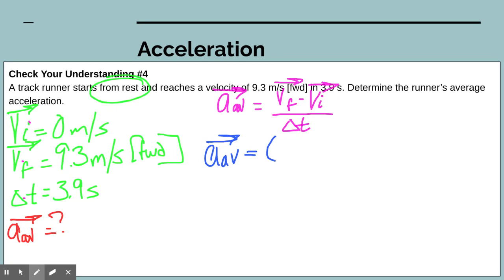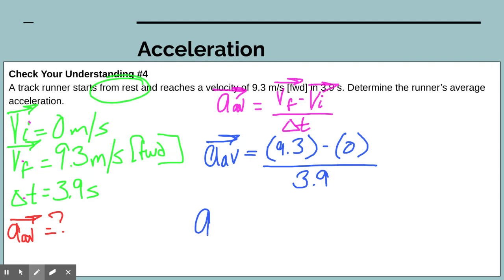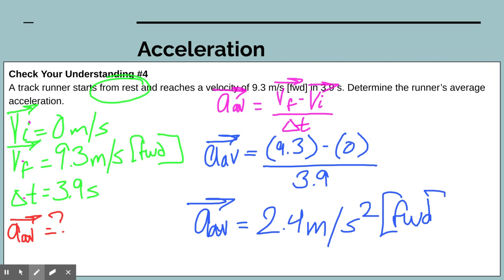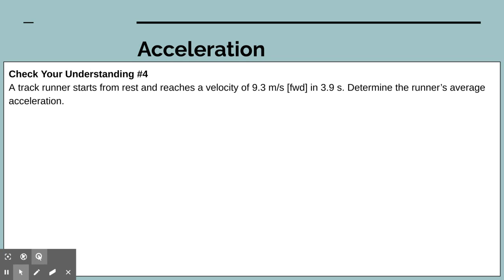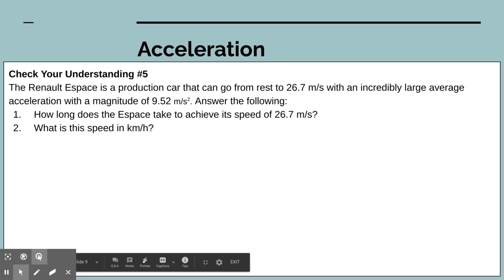And then you just have to write it. Okay, so easy enough. We've got everything we need. So let's just plug it in. So we've got 9.3 minus 0 over our time interval, which is 3.9. So this turns into 9.3 divided by 3.9. And what we should get for our acceleration is 2.4 meters per second squared in the forward direction. Okay, and then we have our answer. Okay, so 2.4 meters per second squared in the forward direction. Easy enough. All right. Now this one's going to take a little bit more time.